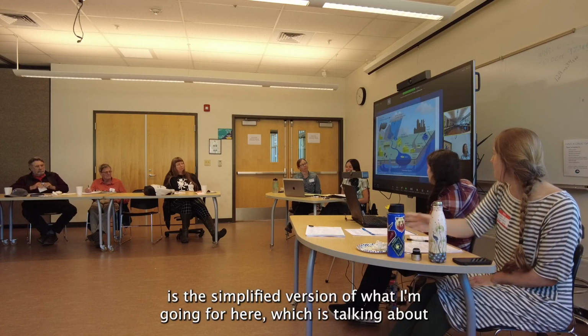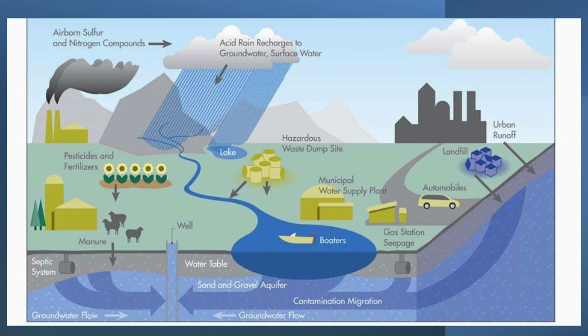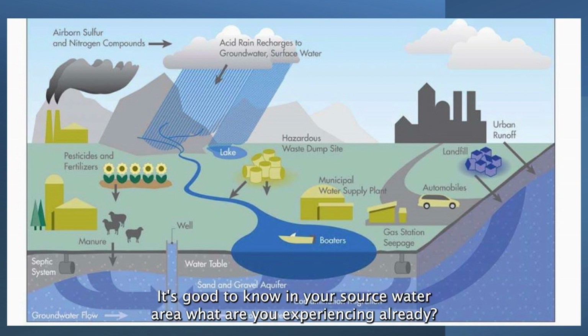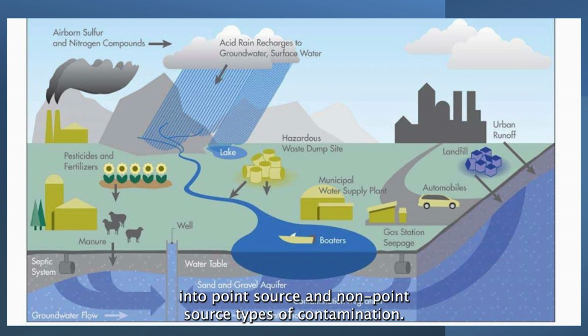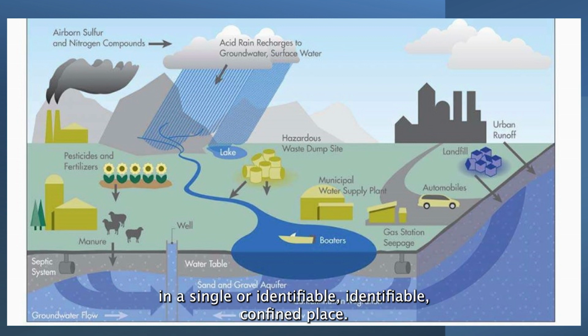The next slide is the simplified version of what I'm going for here, which is talking about how to prevent contamination. It's good to know in your source water area, what are you experiencing already? And we break these up into point source and non-point source types of contamination. A point source is any sort of contamination that's released from the environment in a single or identifiable confined place. A non-point source is a little bit more vague.